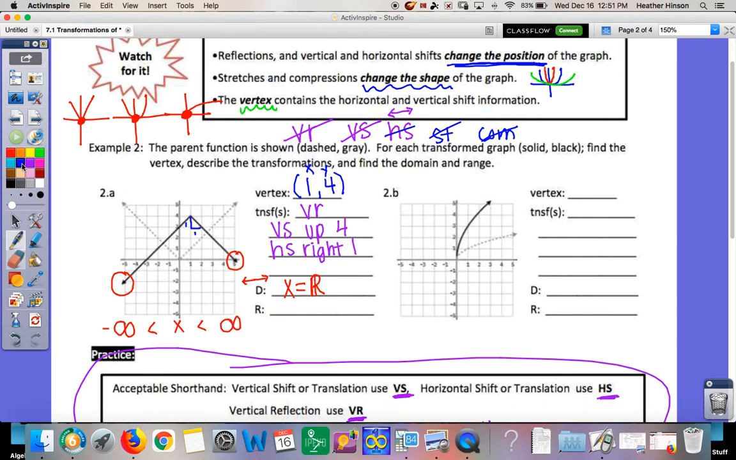So what about range? What direction do we go for range? We go bottom to top. Start at the bottom. What's down there? At the bottom we have 2 arrows. So that's negative infinity. At the top, that point stops at 4.